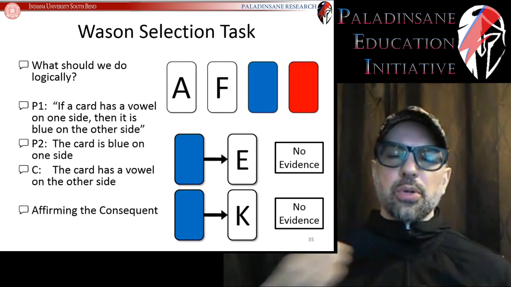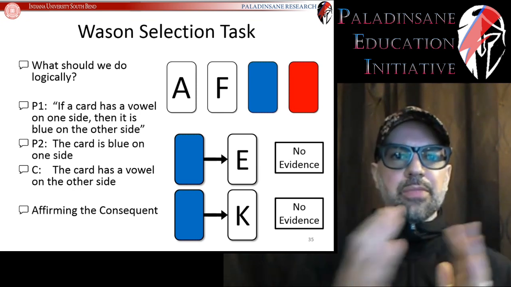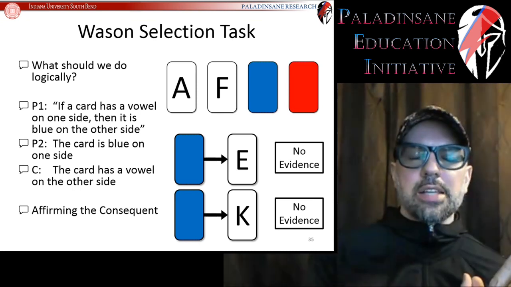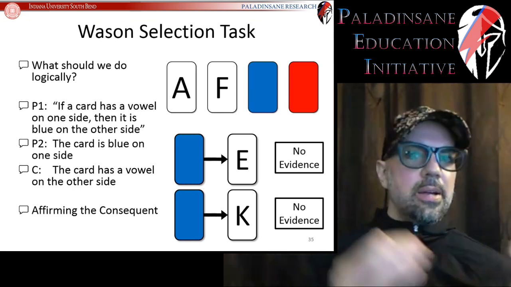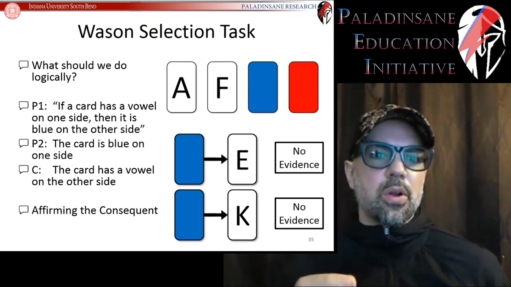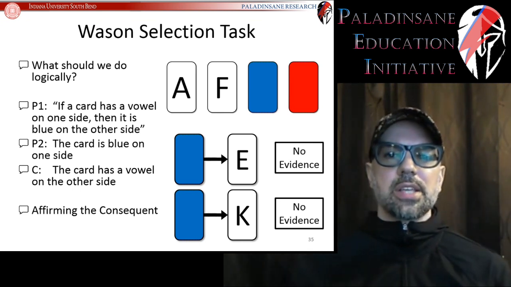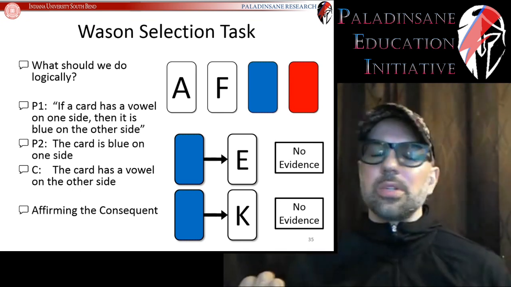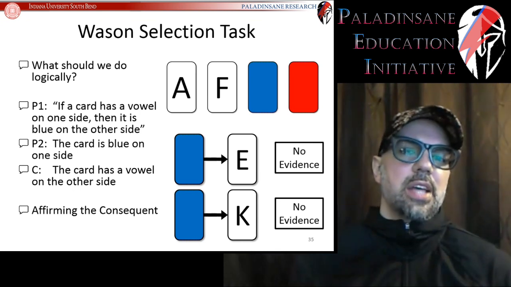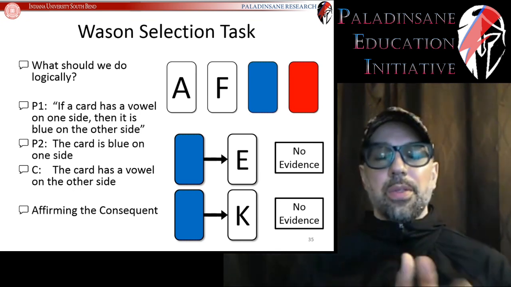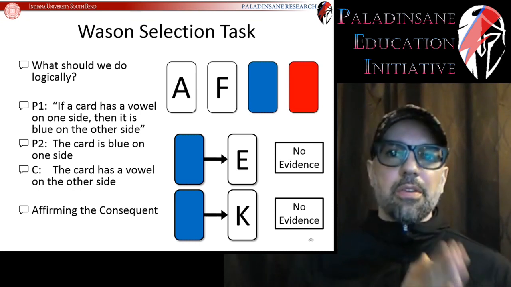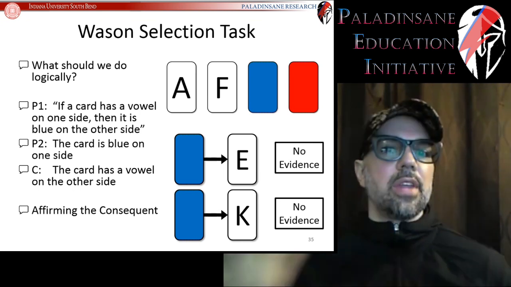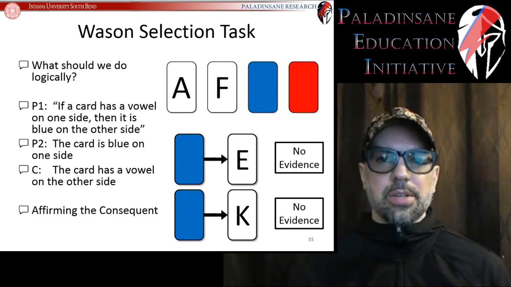So given the truth of the first two premises, that if a card has a vowel on one side, then it's blue on the other side, and the card is blue on one side, that does not lock in the requirement that the card has a vowel on one side, because it could have a vowel on one side or it could have a consonant on one side. Doesn't really matter. So this is an error. Flipping over the blue card, flipping over the Q card, is an error in this situation.